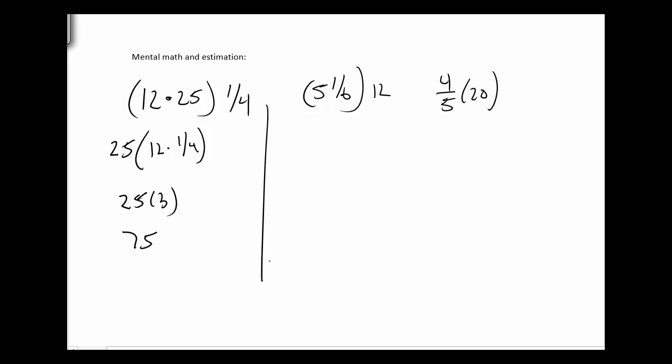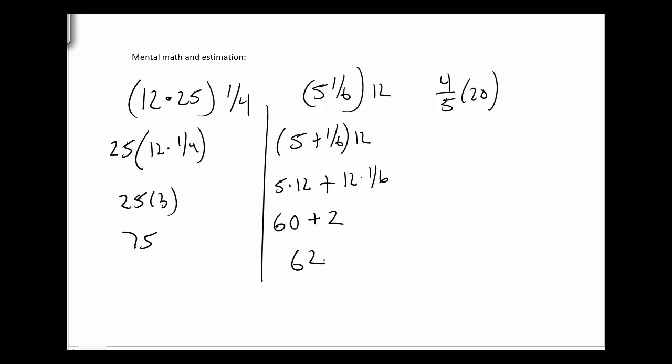This next one, 5 and a sixth, I'm going to rewrite it using the distributive property. And then I'm going to distribute the 12 in. So in my head, I'd be thinking 5 times 12 plus 12 times the sixth. Well, 5 times 12, that's 60. And then 12 times the sixth is 12 over 6, so that's 2. So I'd get an answer of 62.